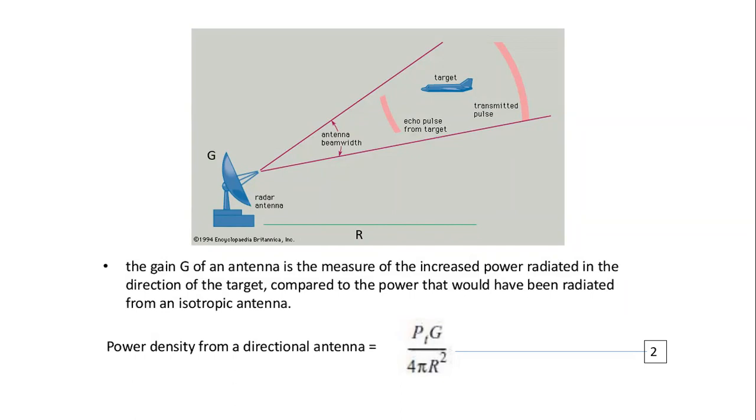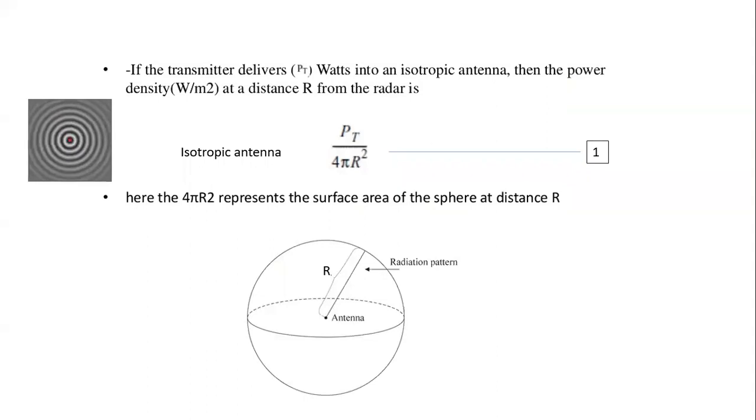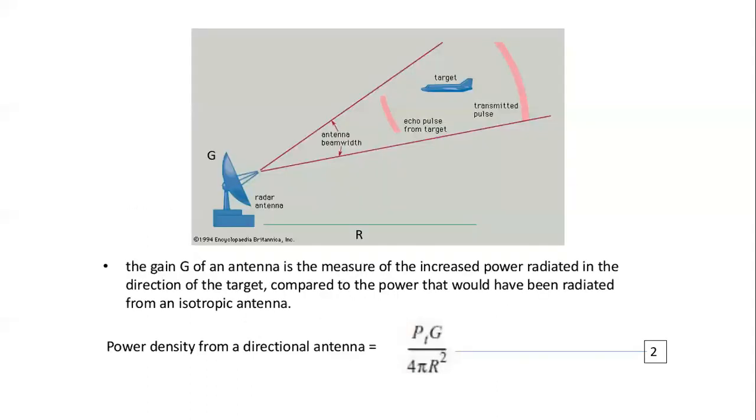So now we are considering a directional antenna, and whatever we have received from the isotropic antenna, that is PT by 4 pi r square, we are multiplying it with the gain G. Why are we taking gain? Because we are focusing onto one direction. So we are converting this equation of the isotropic antenna, PT by 4 pi r square, with G. With that product, we get the power density for a directional antenna.